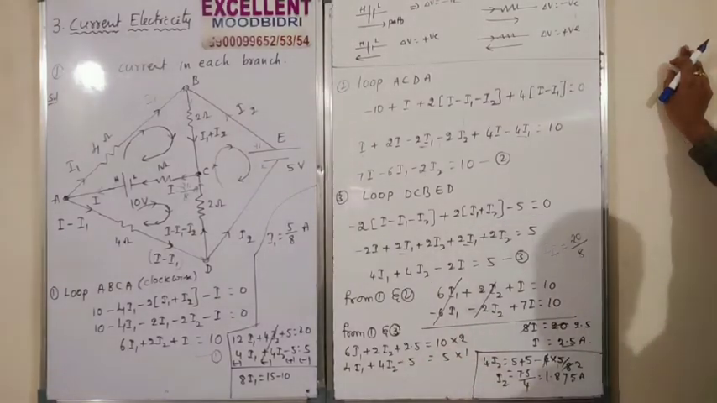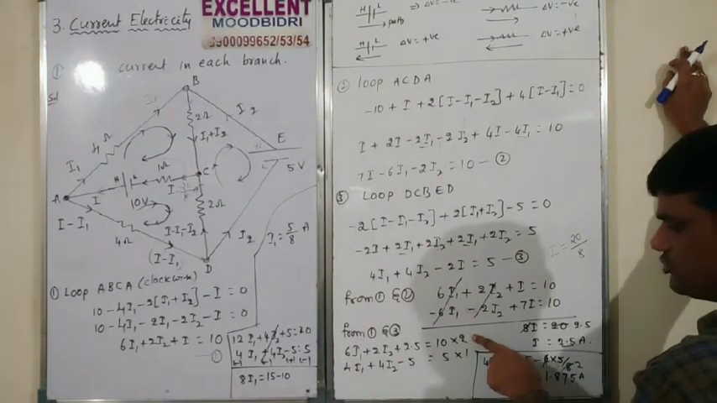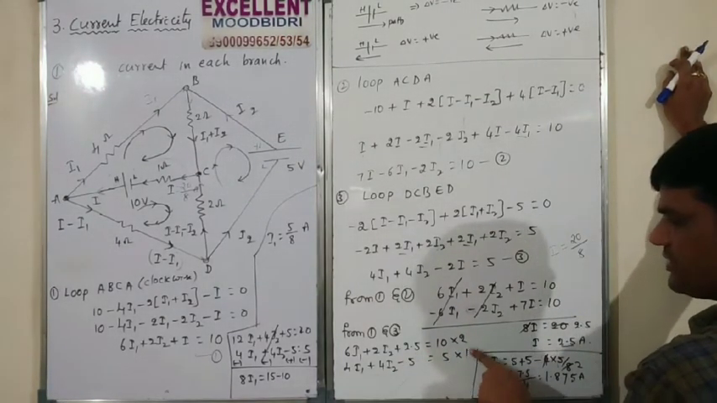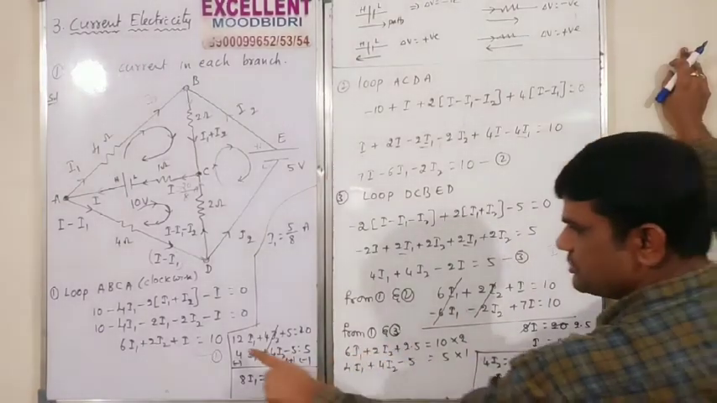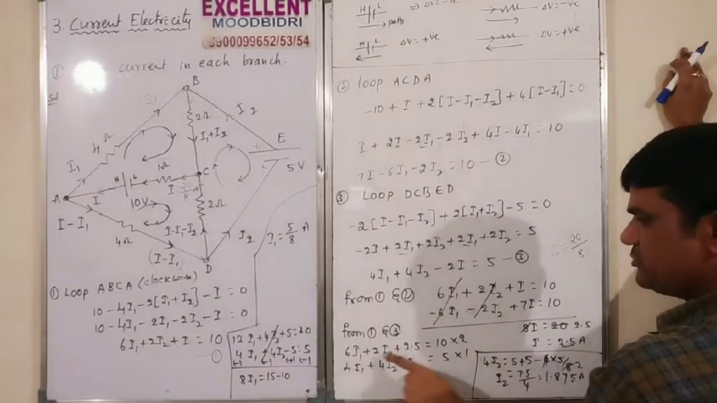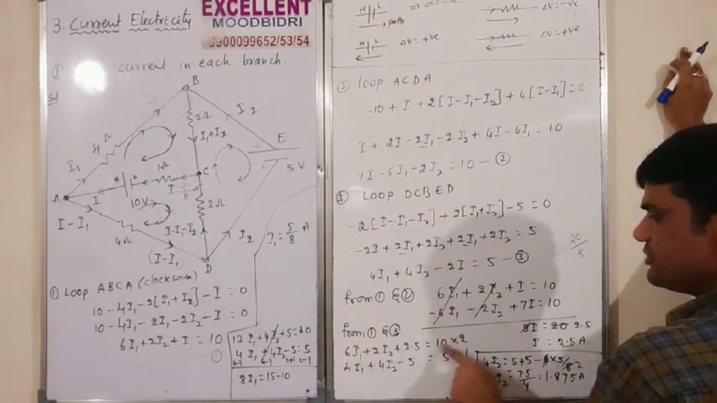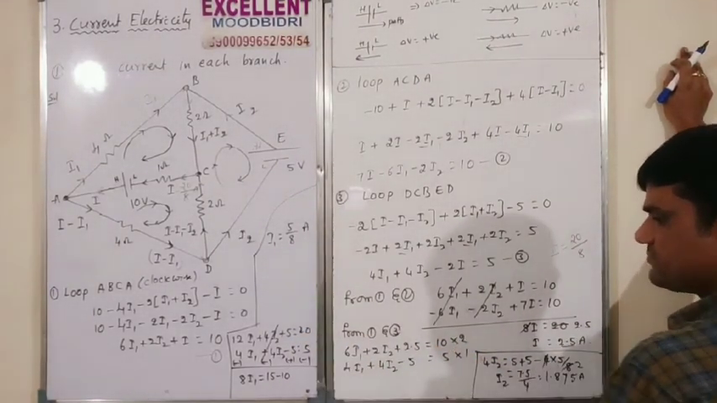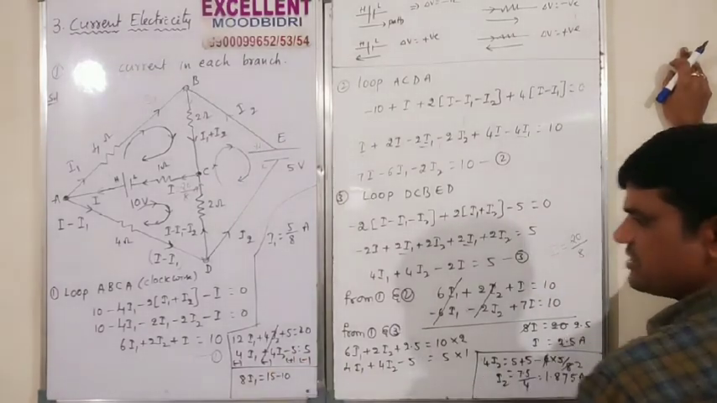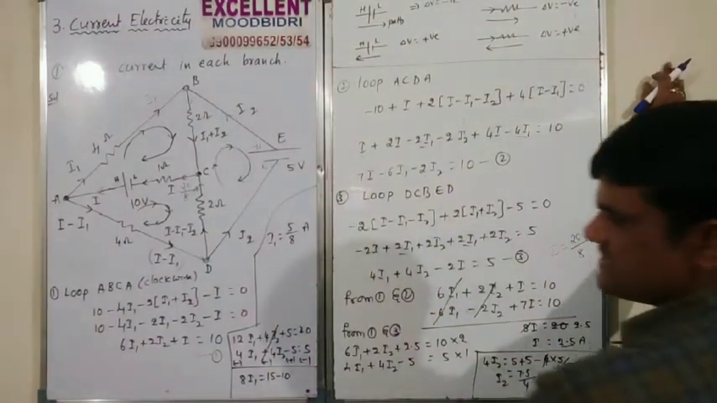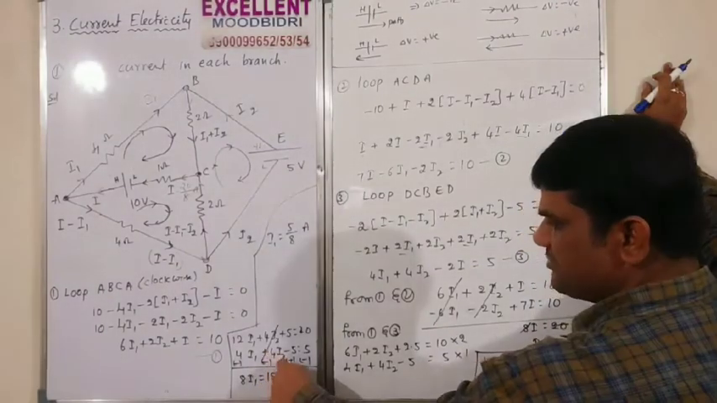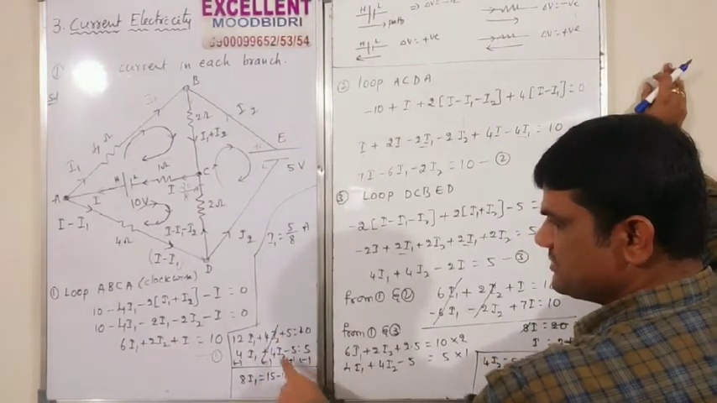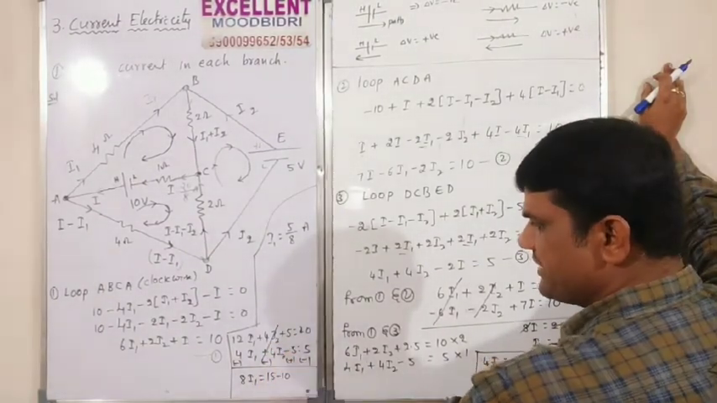But for balancing purpose, first equation I multiply by 2, second equation I multiply by 1. So 2 into 6, 12I1, 2 into 2, 4I2, 2 into 2.5, 5, 10 into 2, 20. Next, this and everything else as it is. Now you have to subtract. I subtracted: minus and minus, here plus, here minus.